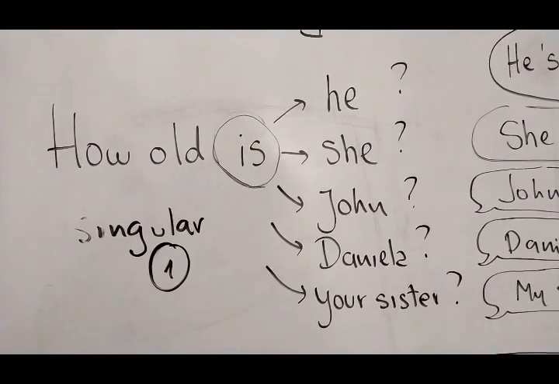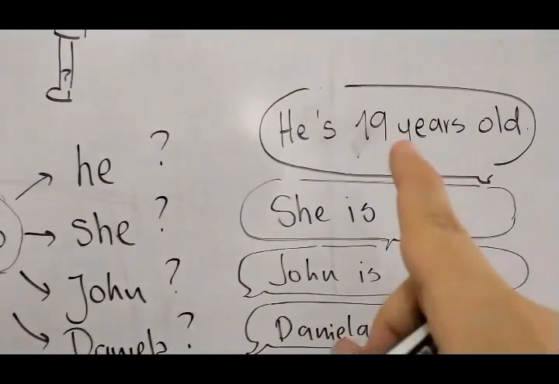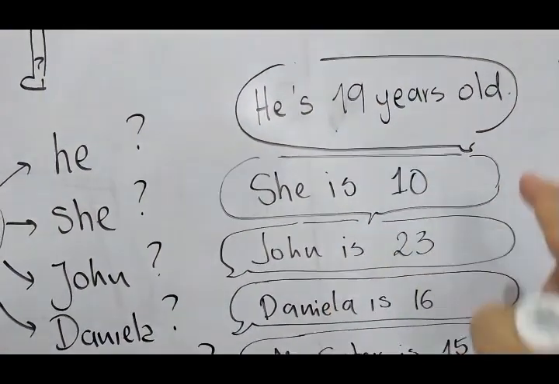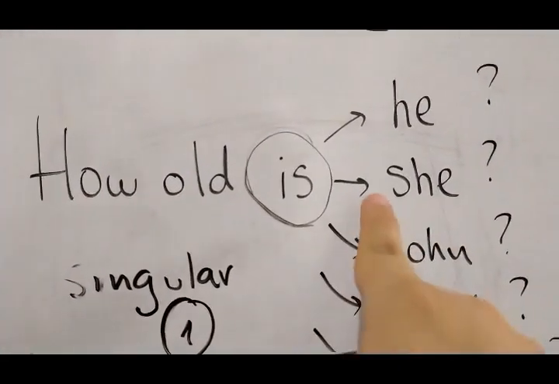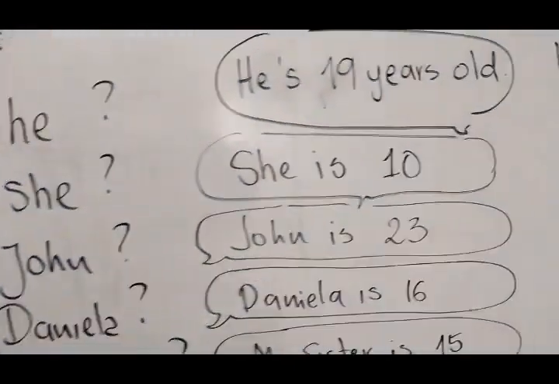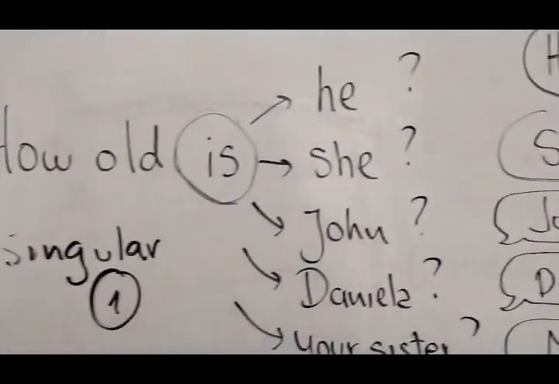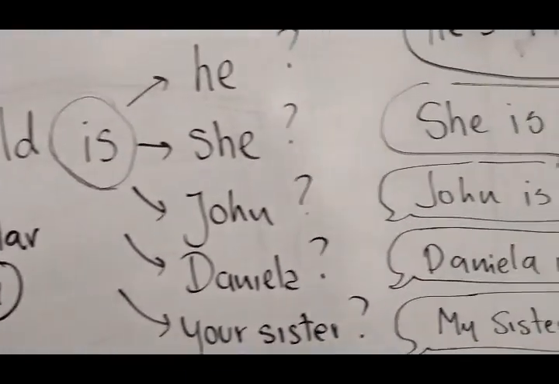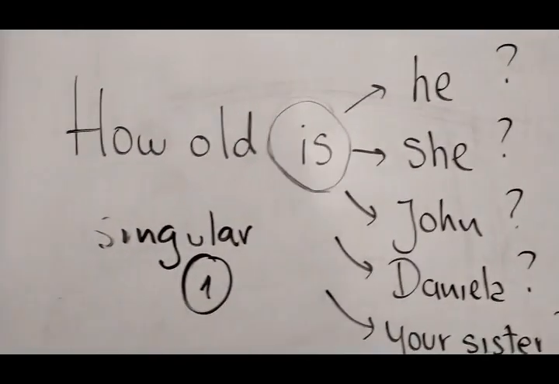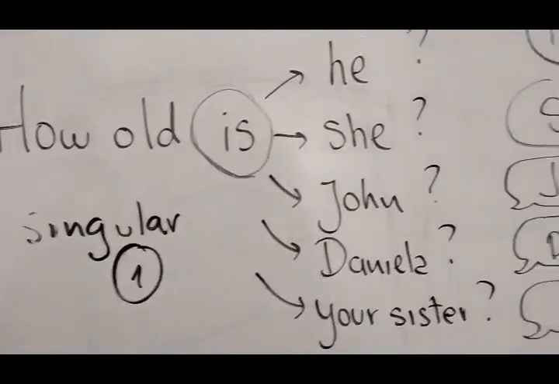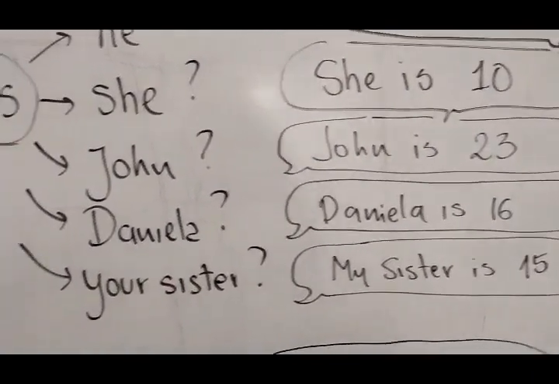How can we answer that question? So, for example, how old is he? So we can answer, la respuesta, he is 19 years old. Él tiene 19 años. How old is she? ¿Cuántos años tiene ella? She is 10. Ella tiene 10. How old is John? John is 23. John tiene 23. How old is Daniela? Let's see. Daniela is 16. Daniela tiene 16 años.